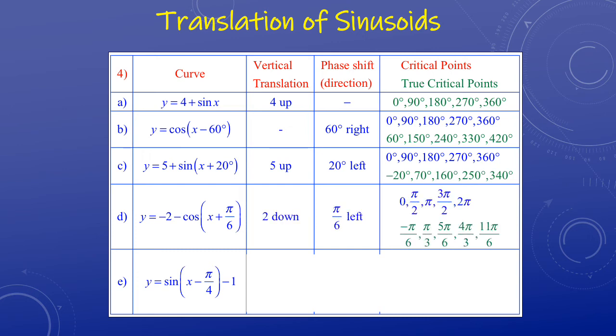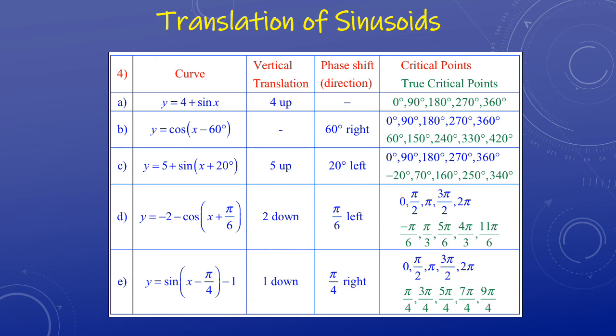In D, we have y is equal to negative 2 minus cosine of quantity x plus pi over 6. Our vertical translation is 2 units down, and since we are in radians, our phase shift is pi over 6 left. In radians, our critical points are 0, pi over 2, pi, 3 pi over 2, and 2 pi. So we have to subtract pi over 6 from each of those, getting negative pi over 6, pi over 3, 5 pi over 6, 4 pi over 3, and 11 pi over 6.